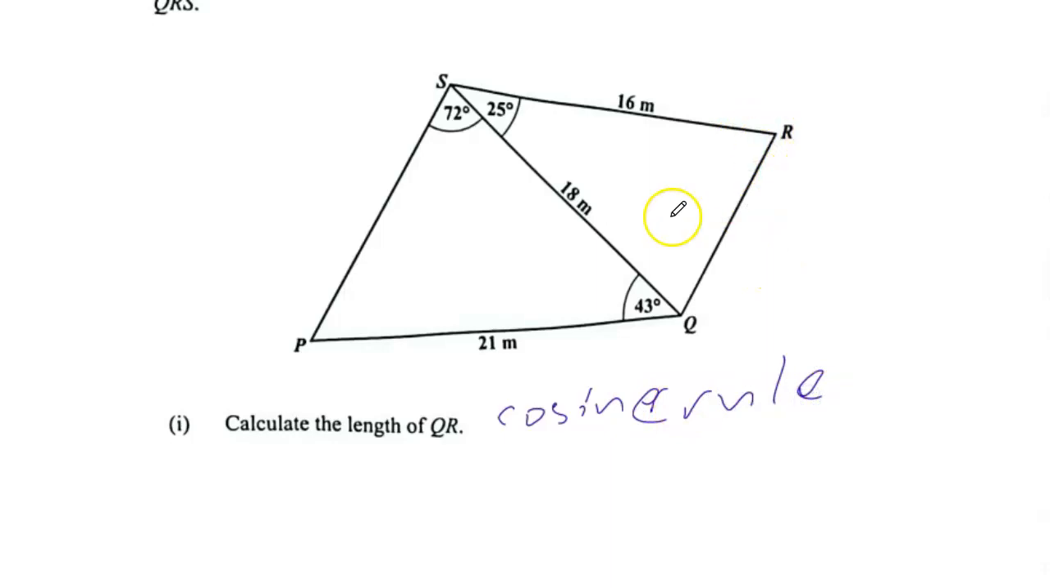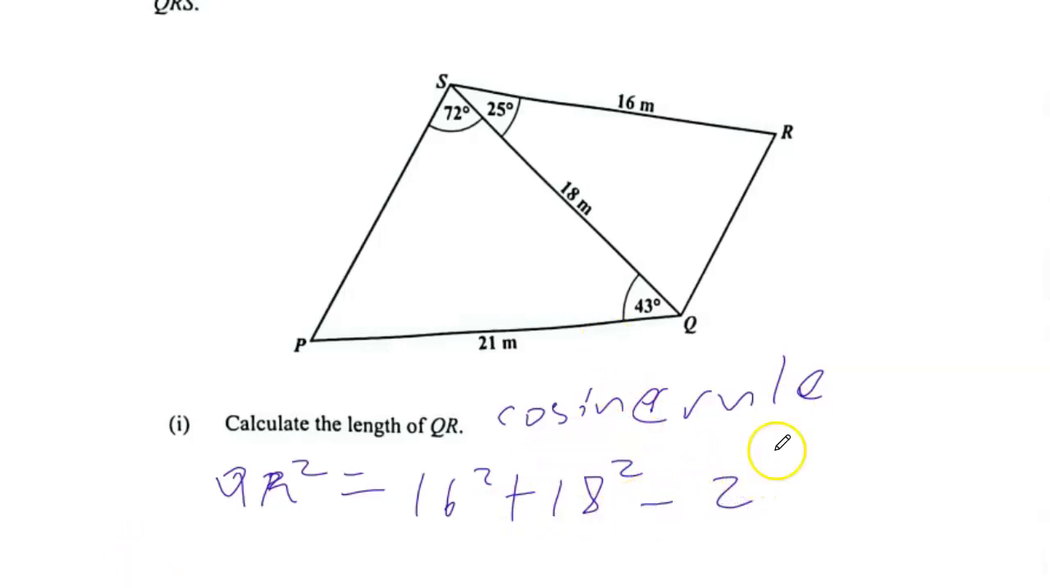So we take the opposite side here to the angle. That's QR. So QR squared equals the other two sides squared, which is 16 squared plus 18 squared, minus 2 times these very same sides. So minus 2 times 16 times 18, cos the angle opposite to the QR, that's 25.